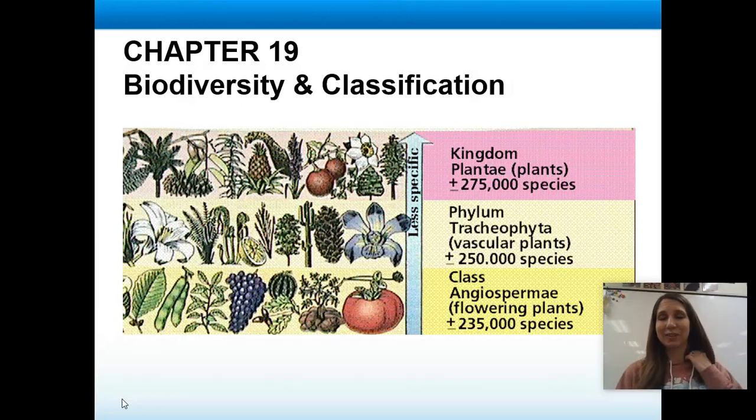Hey everyone. So we're looking at chapter 19, which is going to conclude a lot of what we've done this year, but looking at biodiversity and classification. Extending upon what we talked about with evolution in chapters 17 and 18, and looking at exactly how we classify and organize all this information about the living things that exist on the planet.